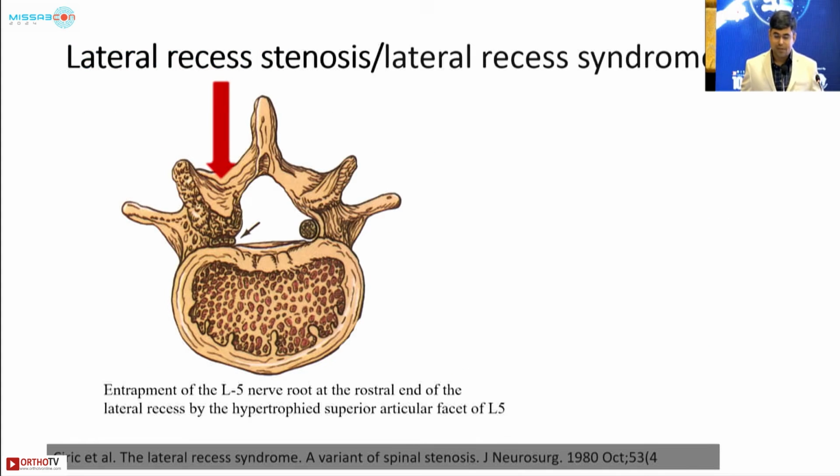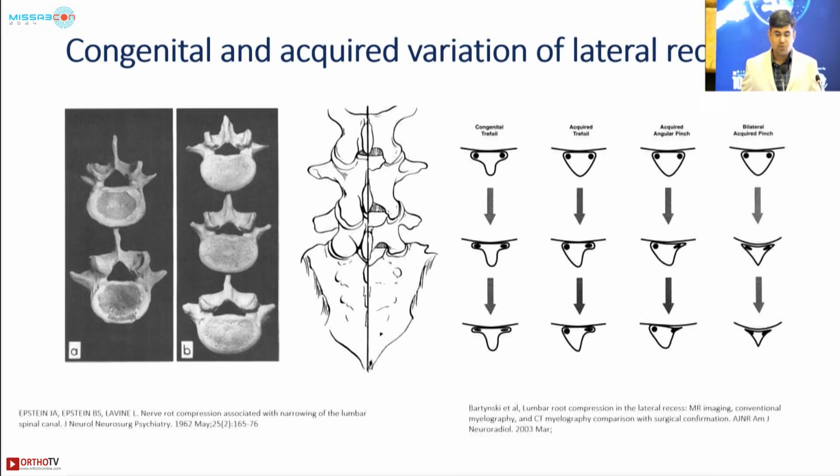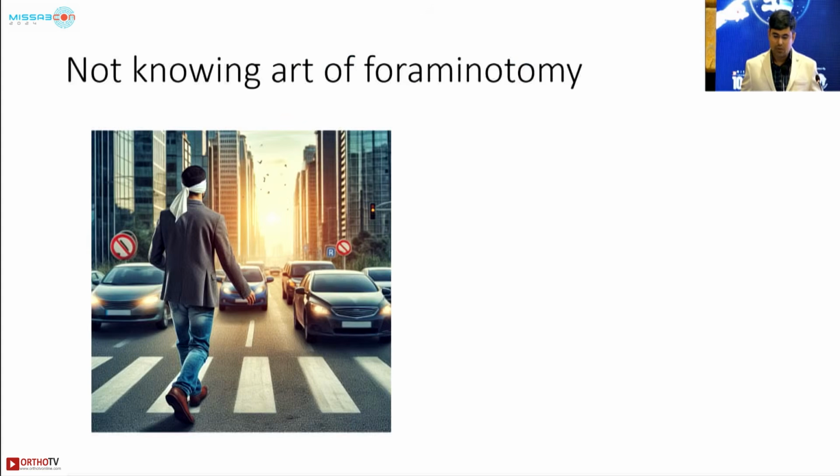In case of lateral recess stenosis and the lateral recess syndrome, sometimes we do get a vertically oriented facet, and if you go through the posterior approach by any means, you are damaging the facet and creating the instability. In such situation, transforaminal approach with foraminotomy will allow the widening of the lateral recess and addressing the pathology. Sometimes we do get the congenital and the acquired variation of the lateral recess. In such situation, if you go through the posterior route again, you are creating the instability, and it is better to go through the transforaminal route.